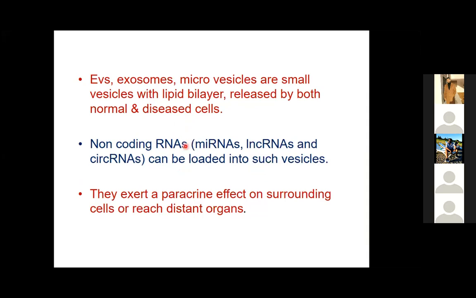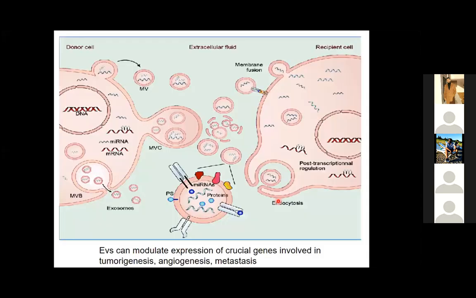What if this cell is malignant and it's releasing these microvesicles containing the genetic material? So this genetic material will definitely affect the surrounding cells or the distant organs. If you see this diagram, the figure shows the donor cell, which releases an extracellular vesicle or microvesicle, maybe a malignant cell. This microvesicle will be carried to another cell. It can bind by membrane fusion to another normal cell or by endocytosis, and it can transfer the genetic material.